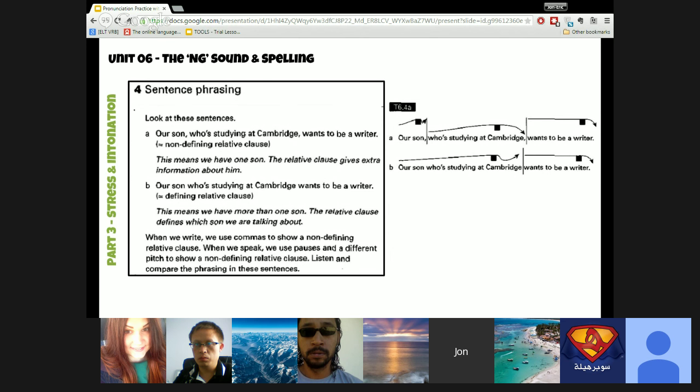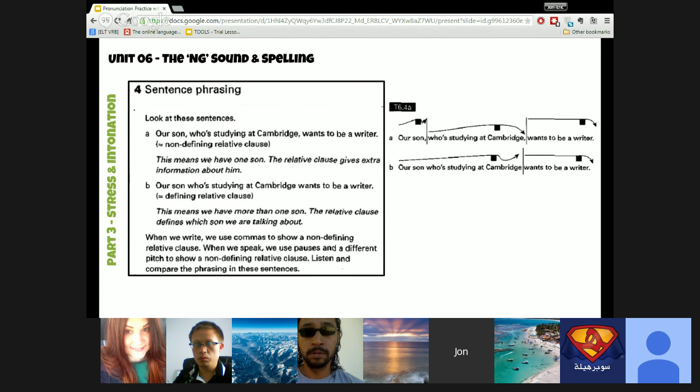Repeat. Our dog who what? Listen carefully. Our dog who's eating bad food. Okay. Our dog who's eating bad food. Perfect. Wants to eat good food. Put those two halves together in a fluid sentence now.